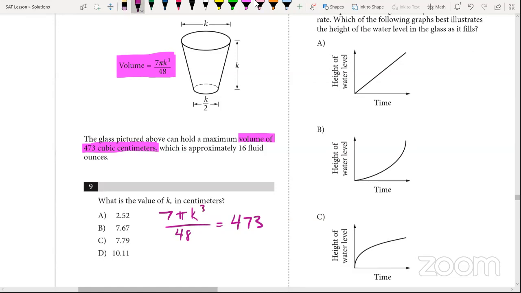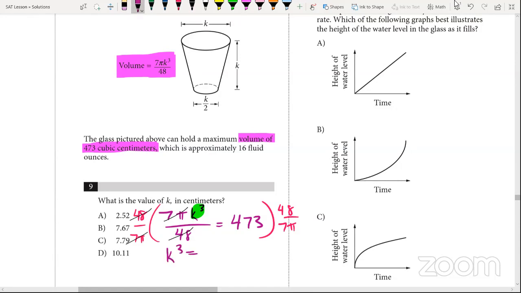But we also want to move as expeditiously as possible. So let's talk about maybe the fastest way to proceed here. Okay, so we would love to have k cubed by itself, so we can then just take the cube root and find out k. So the way to do that is to multiply both sides by 48 over 7 pi, because we'll cancel out the 48 from the bottom and the 7 pi from the top. So I got to do the same thing to both sides. So now we have 48 and 48, 7 pi and 7 pi, and we bring down k cubed.